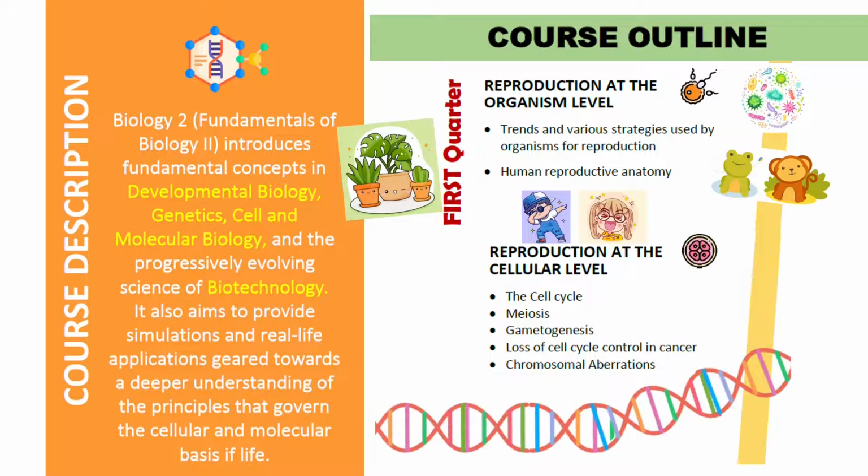In addition to that, the latter part of the first quarter will also include reproduction at the cellular level. So we'll be looking at the cell cycle, meiosis, gametogenesis, or how gametes are formed, loss of cell cycle control, and chromosomal aberration. And that's for the first quarter.